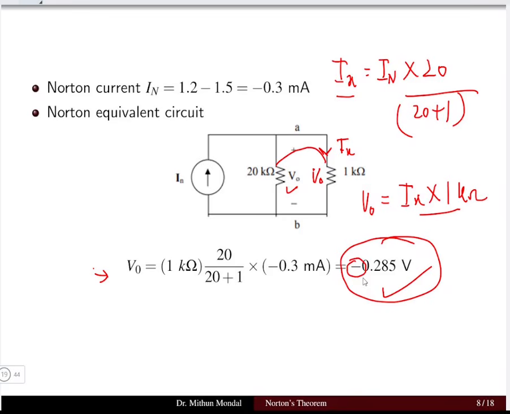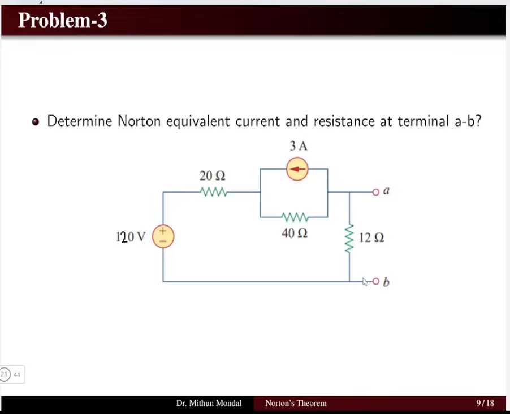Okay, so this problem covers many concepts at a time. Problem 3: you have to determine the Norton equivalent current and resistance at terminal AB. So you have a 120 volt source and a 3 ampere source. Both are independent sources, one voltage and one current. Let us try to determine the Norton current and Norton resistance at the terminal AB.